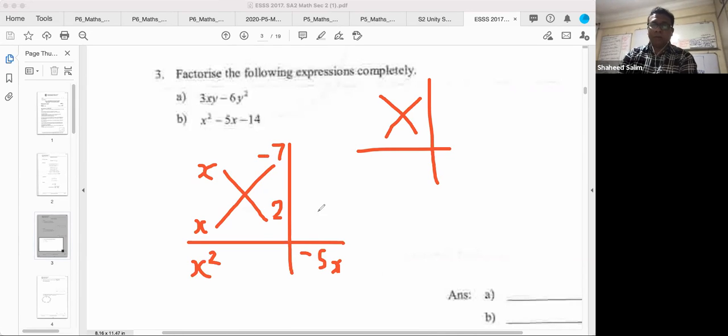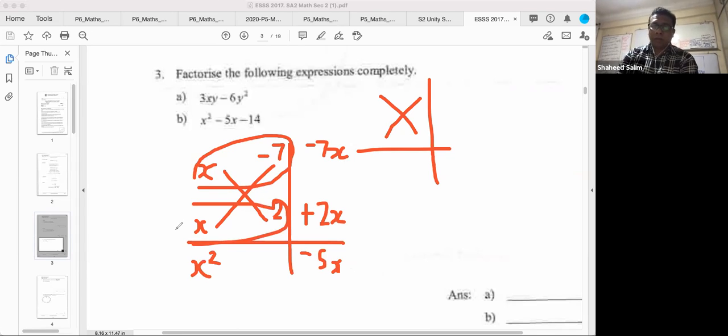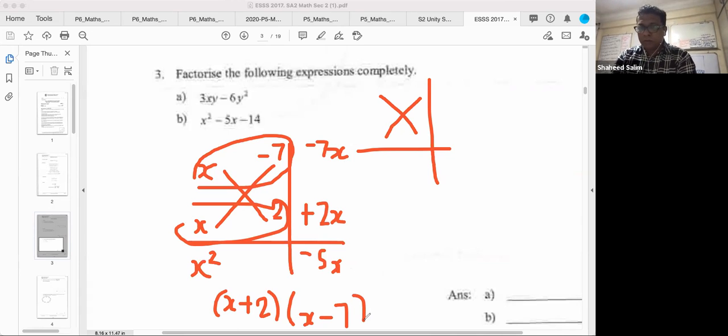Remember that? That is right. Minus 7x plus 2x. You owe 7x, you add 2x, you still owe 5x. So you circle this down here like that. What you circle means x plus 2, x minus 7. Okay, I hope you all are okay. Ryan, okay? Yes, remember. Inshallah, we move on now.